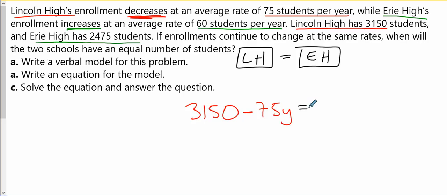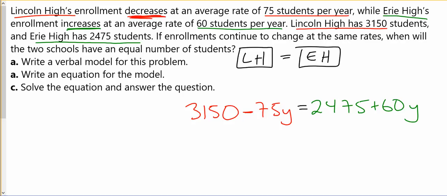So that one needs to equal Erie High. Well, Erie High said they've got 2,475 students, and they're not decreasing, they're increasing. Increasing would be an addition word at a rate of 60 students per year, so that would be 60 students per year y. So now we've got an equation, and now we can solve the equation and get an answer.